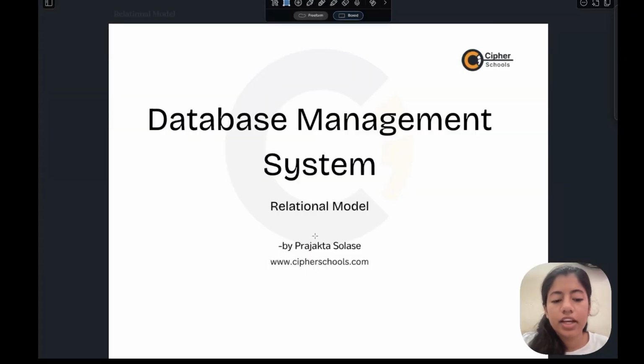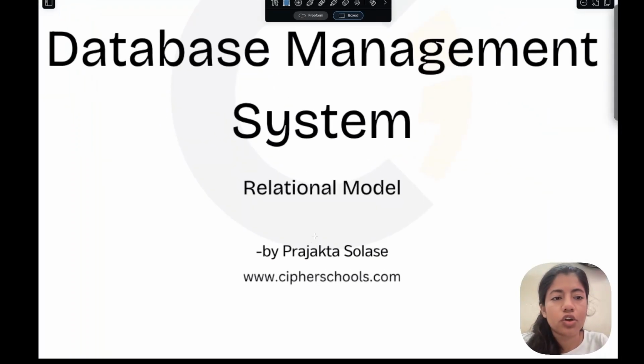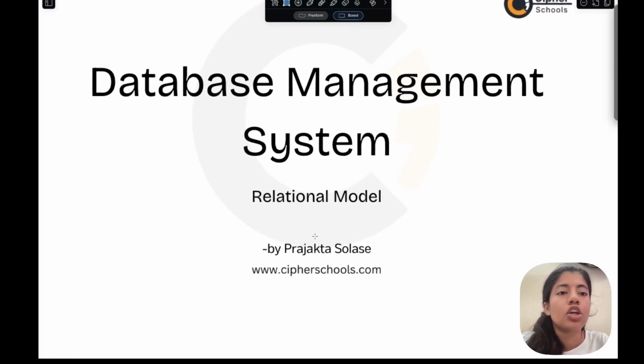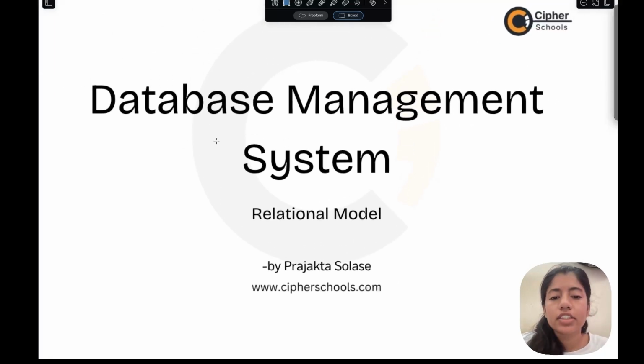Hello everyone, and let us continue our discussion on database management systems. So till now, we were discussing data models. We discussed what the types are, many types, right? So in this particular module, we'll be discussing in detail the relational model.